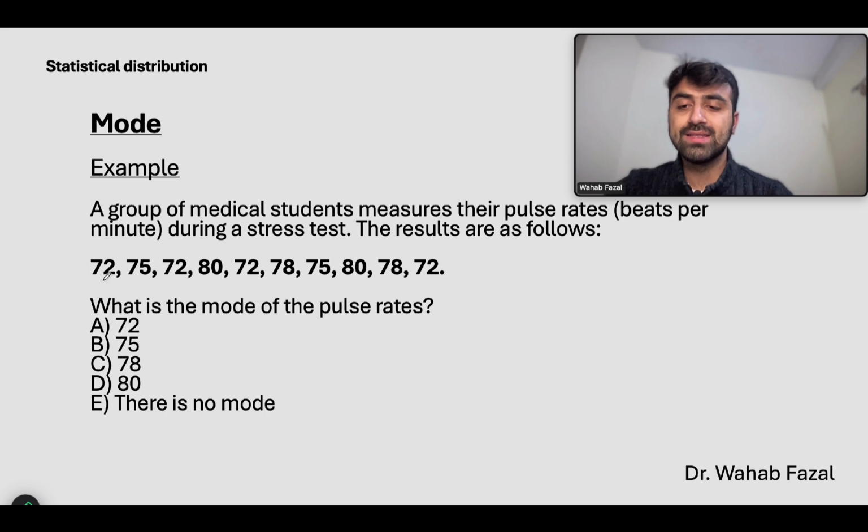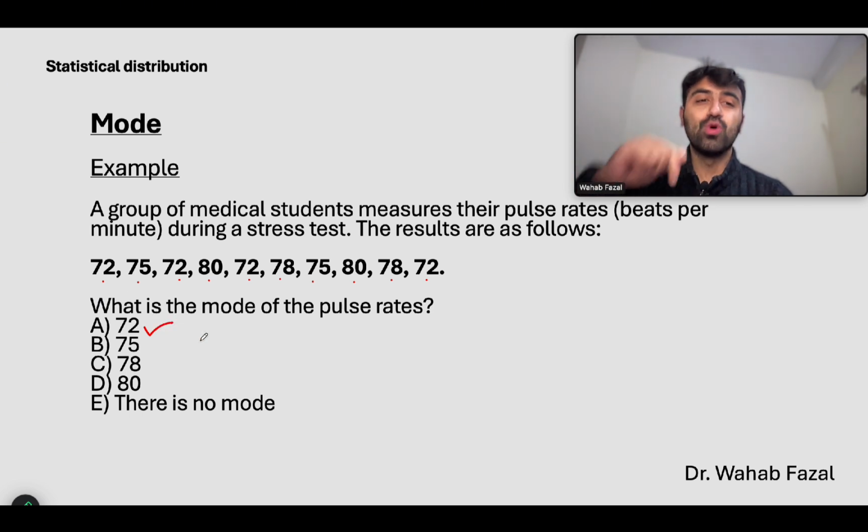So I think just look at this. I think 72 is repeated 1, 2, 3, 4 times. The number 78 is repeated 1 and 2 times. 80 is repeated 2 times, and 75 is also repeated 2 times. So I think 72 is the mode of the pulse rate, because it's the mode which is the most repeated value. So mode is the most repeated value.